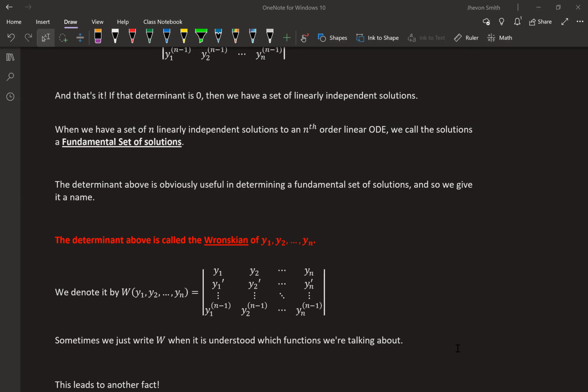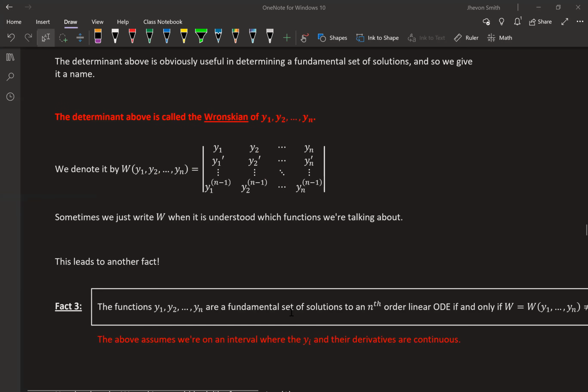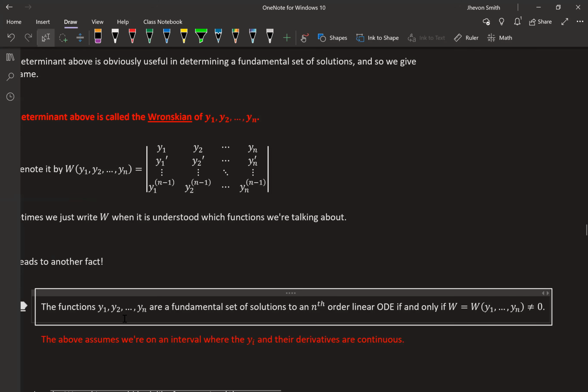Well, find their Wronskian. If the Wronskian is not zero, then they're linearly independent. And if the Wronskian is zero, then they're not, right? And that's just it. And so that leads to a third very important fact. The functions y1 through yn are a fundamental set of solutions to an nth order linear ODE if and only if the Wronskian of them is not zero.